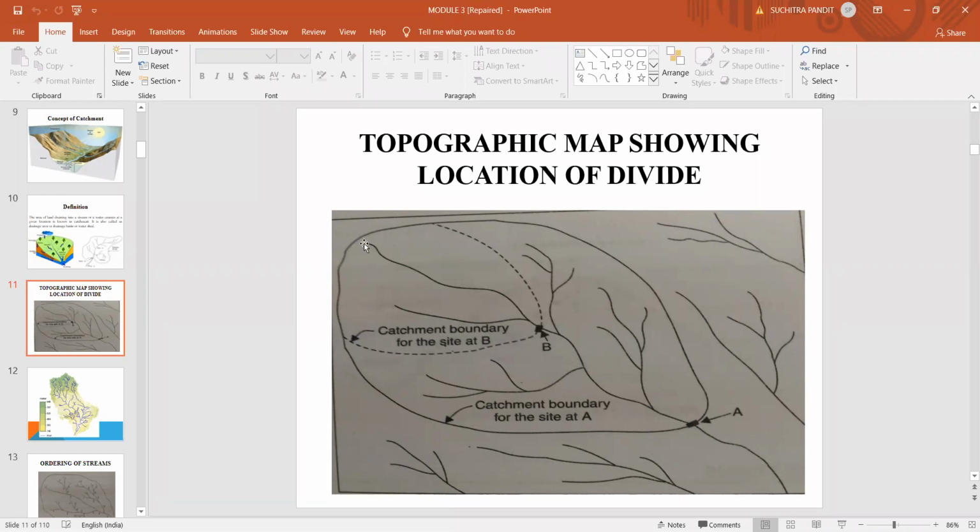So here also you can see you have a natural stream, and these are the tributaries, and here you can measure the discharge from this catchment at this point, that is the concentration point, and you can also measure the outflow from this catchment at point E.